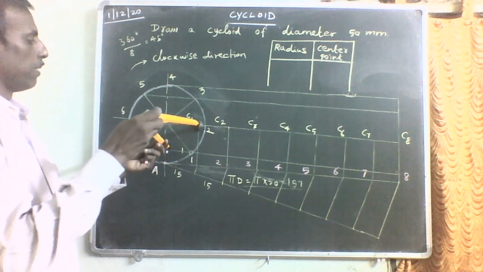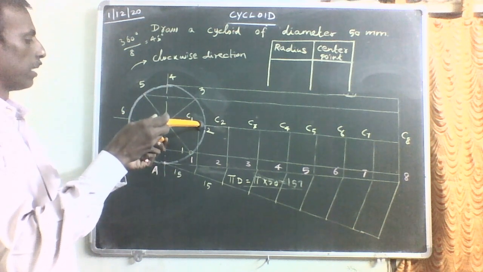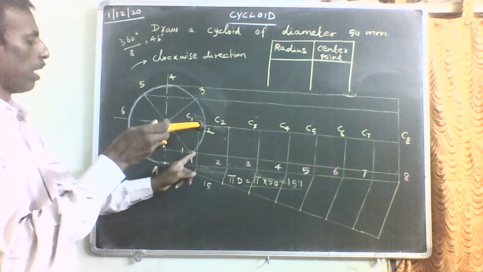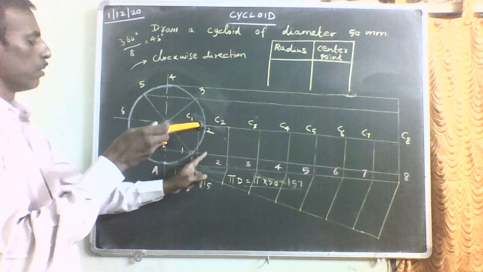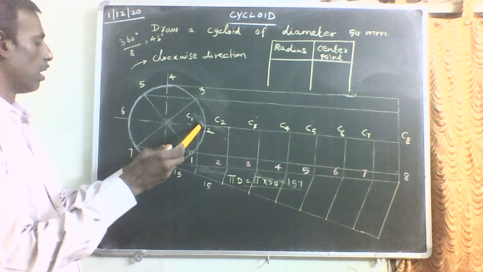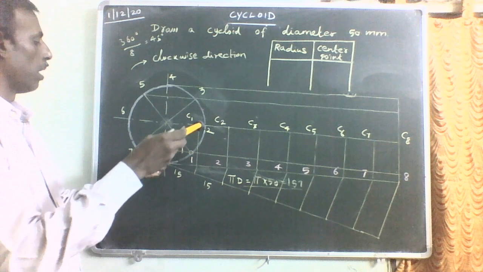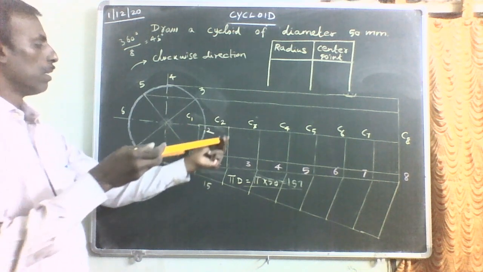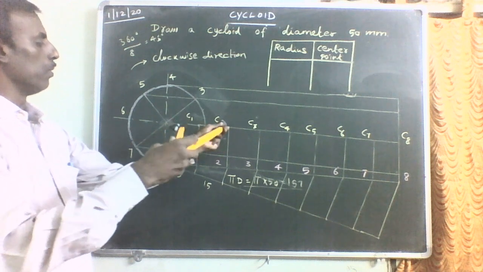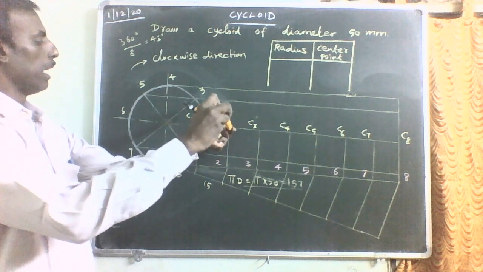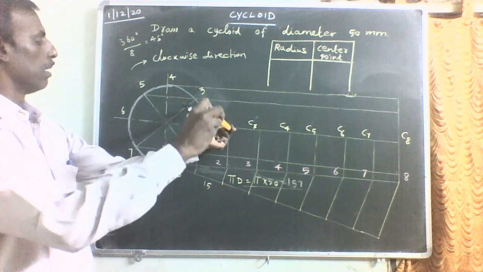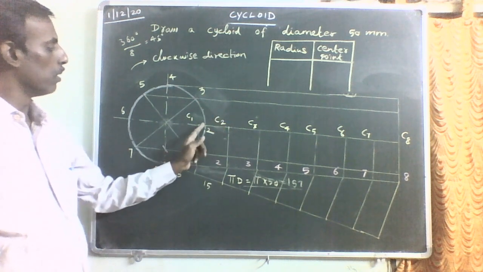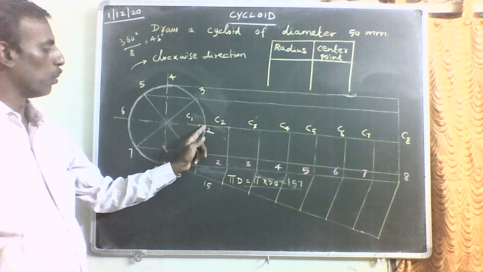So with the center point C1, with the radius of the circle, C1 1, both will be equal. Draw the arc on the line passing through division point 1. Similarly, with the center point C2, with the same radius of the circle, draw the arc on the line passing through division point 2.